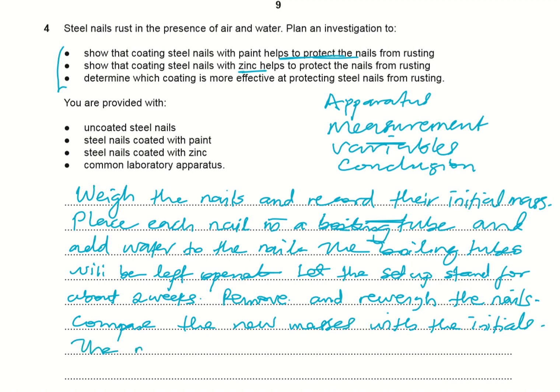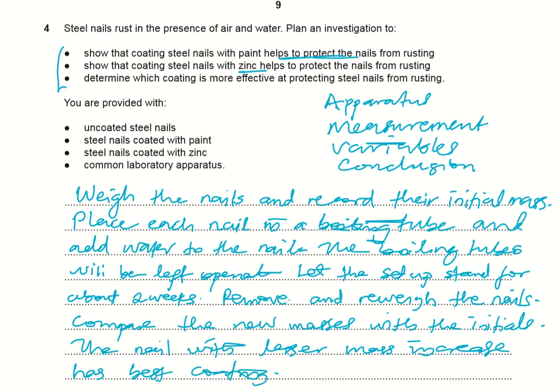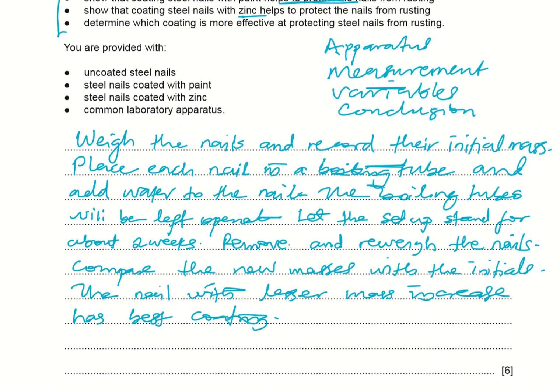The nail with lesser mass increase, because we are looking at whether there is an increase in mass, the nail with the lesser mass increase has the best coating. That's very, very simple indeed. So the marks attached to this question is six marks.